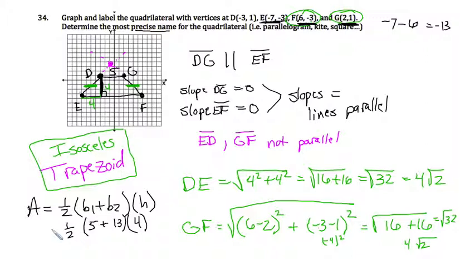So I'm going to find the area of this trapezoid by saying it's 1/2 the sum of the bases, which would be 5 plus 13, for a total of 18, times 4, which equals 36, when I multiply all that out. So there's my most precise name, there's the area of the shape using the area formulas that I know, and there's the graph. These are the 3 sections of that question that you're going to have to answer on your test.